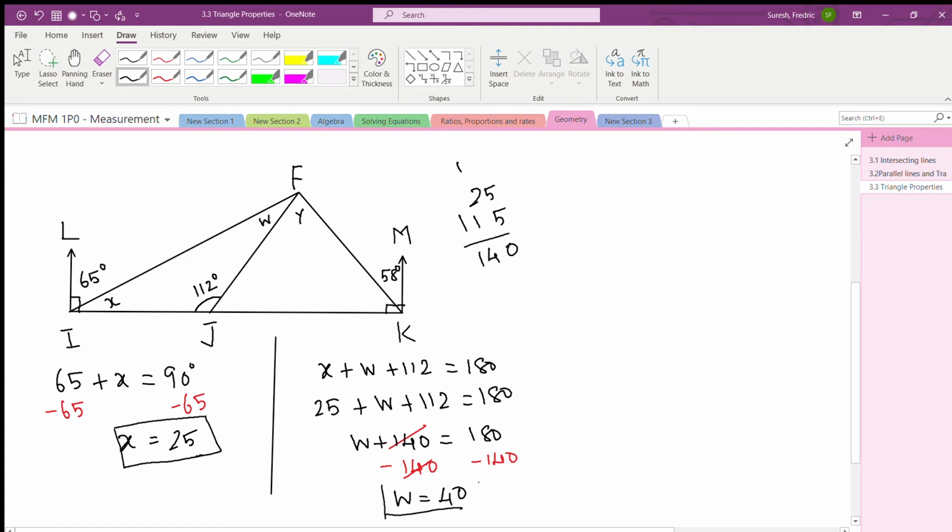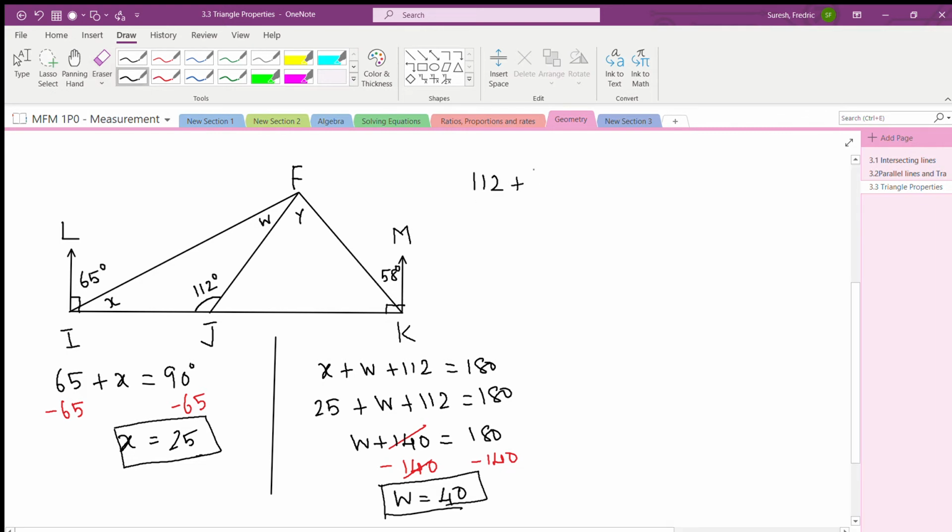Okay, so if we found W now, how do we find the Y? To find the Y, if I know the measure of this angle here, and if I know the measure of this angle here, I know that the three angles add up to 180, so I will be able to find these two angles easily. So how do we figure that out? We are going to use the concept of supplementary angles. So how does that work?